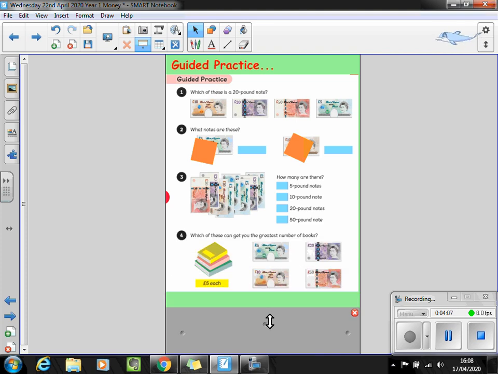Question 4. Which of these can get you the greatest number of books? If each book costs £5, could you buy more books with a £5 note? Could you buy more books with a £20 note? Could you buy more books with a £10 note? Or could you buy the most amount of books with a £50 note? Talk to your adult about how you know the answer.